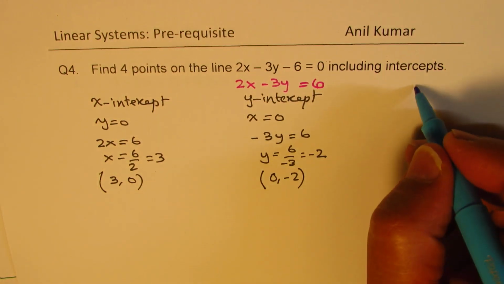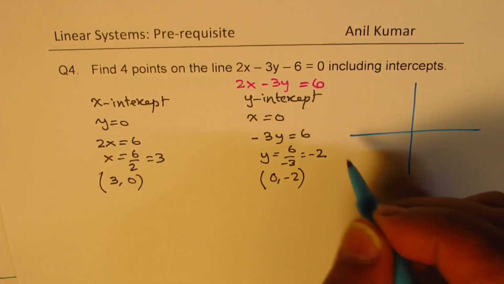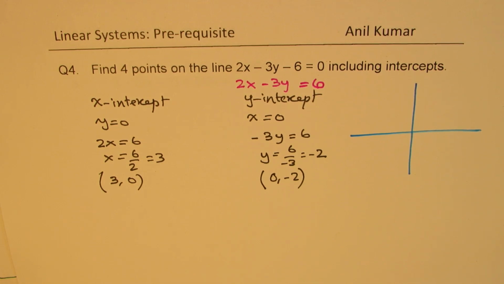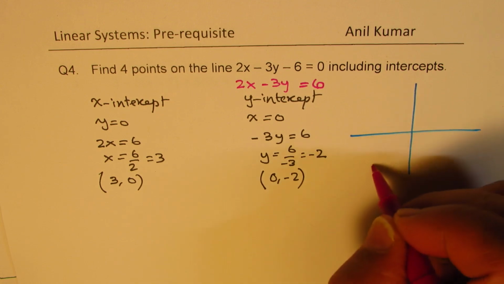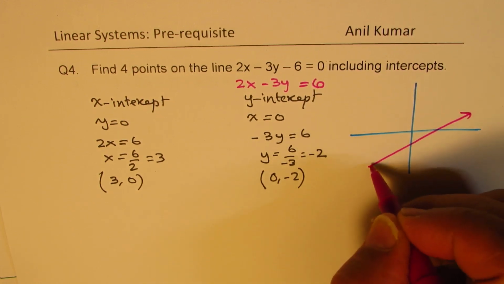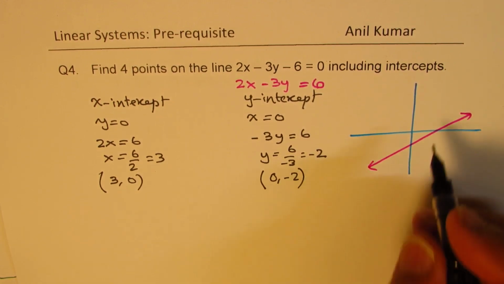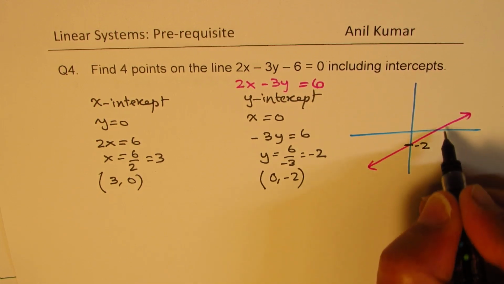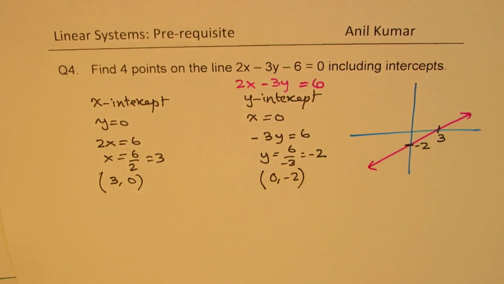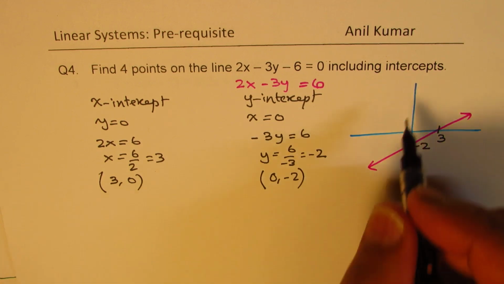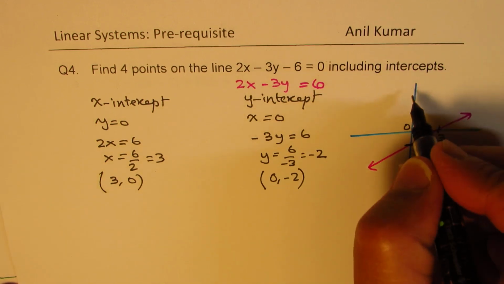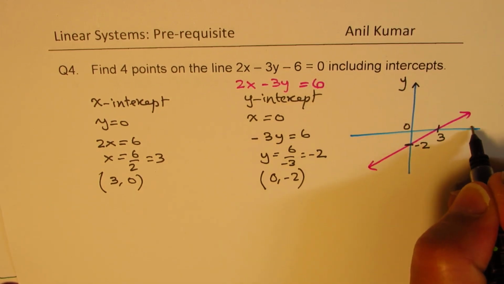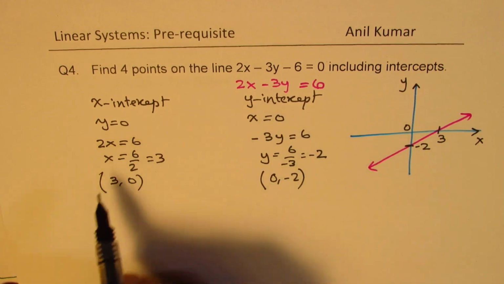Now if you are supposed to sketch this line, once we have found these intercepts, which are at 3 and minus 2, something like this, right? So we have a line here, the y-intercept is at minus 2, the x-intercept is at 3. So we could also sketch this line. Well, this is not part of this question. However, we're reviewing the concepts, so it is good to understand as we move along, correct? Okay, so we got 2 points.